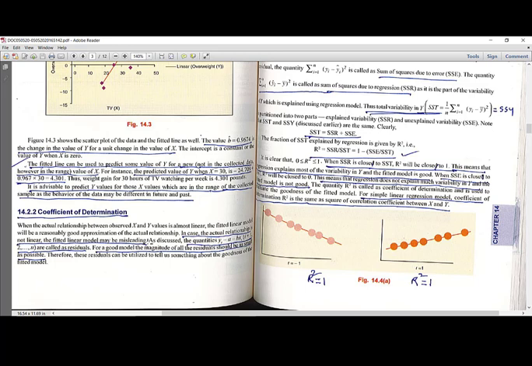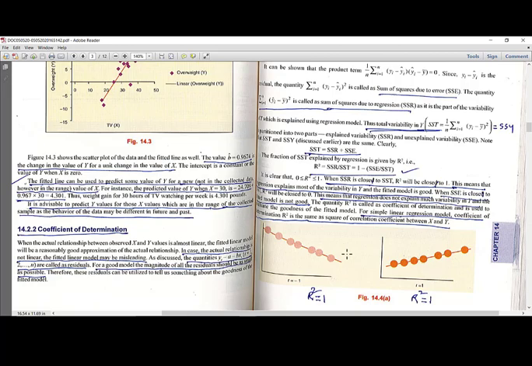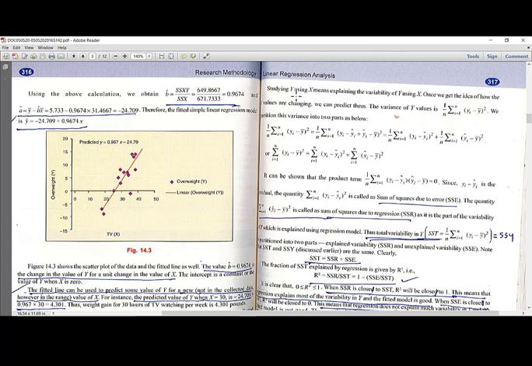The quantities yi minus a minus bxi are called residuals. For a good model, the magnitude of all the residuals should be as small as possible, because they are the errors. Therefore, these residuals can be utilized to tell us something about the goodness of the fitted model. For that purpose, studying y using x means explaining the variability of y using x. And here, the variance of y values is 1 by n sigma i equal to 1 to n yi minus y bar whole square. And this is partitioned into two parts, as shown here.